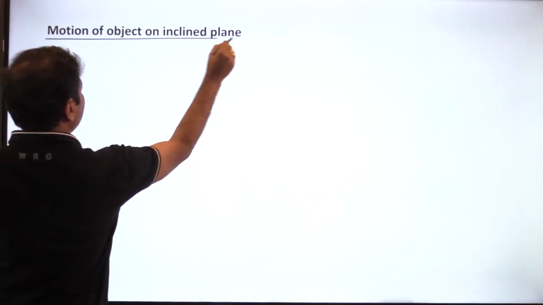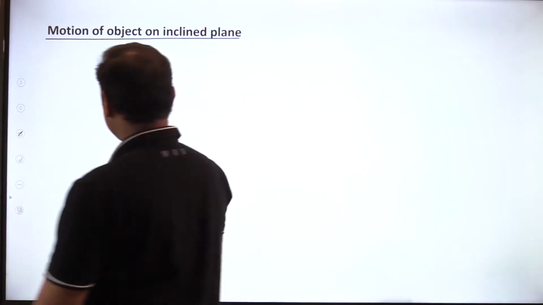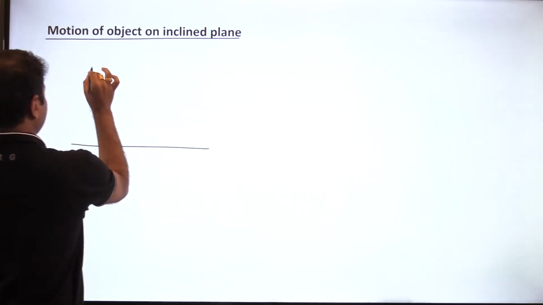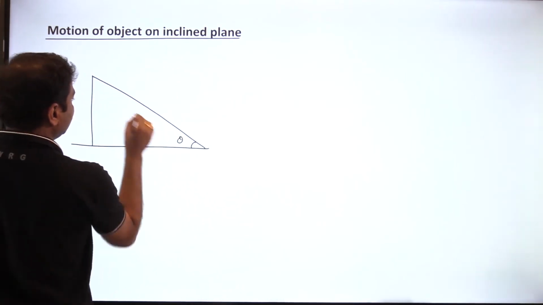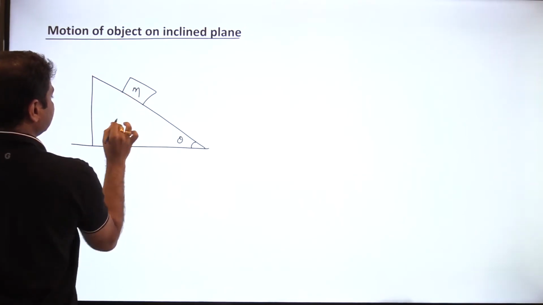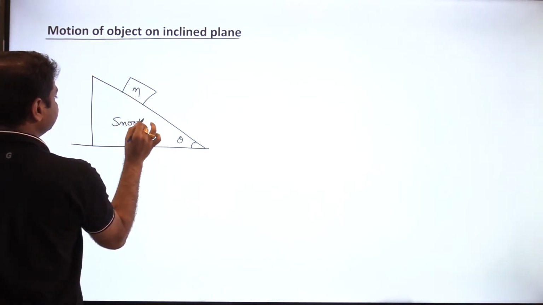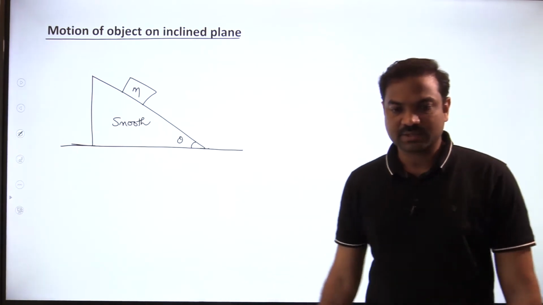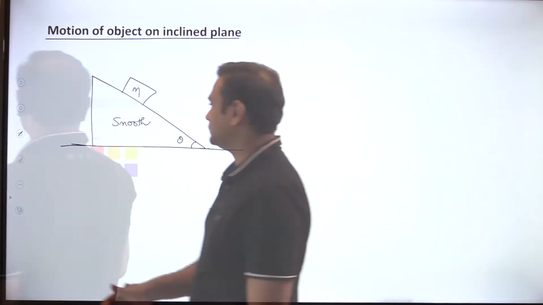Motion of an object on an inclined plane, rough inclined plane. So let us go with this. Suppose an object of mass m is kept on a smooth inclined plane. Then if I am keeping an object, what is the acceleration of the object? g sin theta. Do you remember?